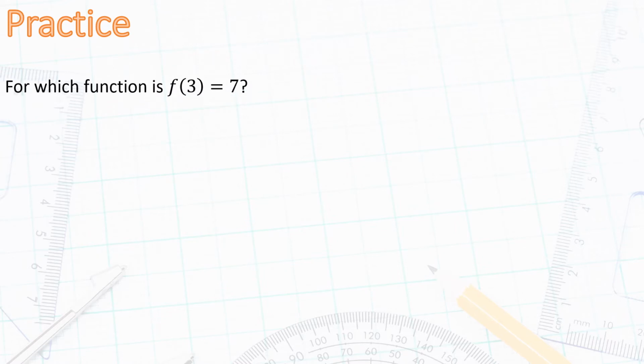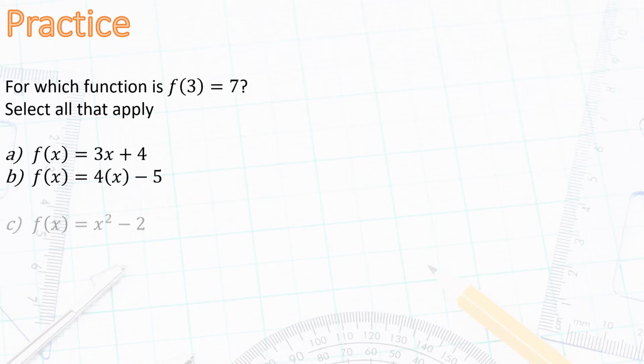Okay, so for which function, a different way of asking this kind of question: for which one is f of 3 equal to 7? So we've got 4 options. If x is 3, is y 7? Like that's what we're asking here. If I put in 3 for x, do I get 7 as the output?